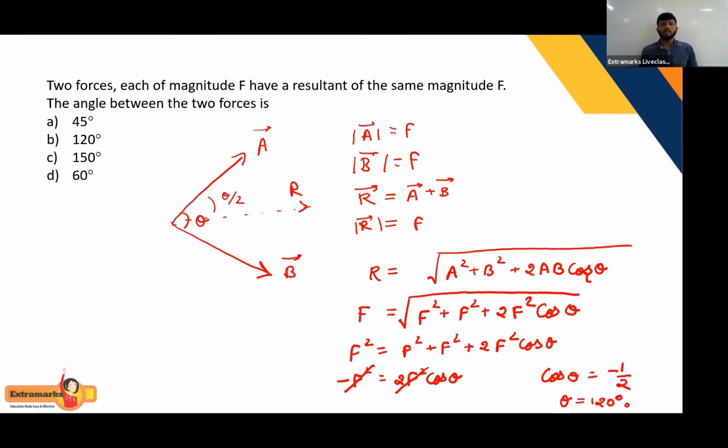Always remember, whenever two vectors have the same magnitude and they are at an angle of 120 degree, the resultant will be f only. So vector 10 plus vector 10, if they are at an angle of 120 degree, the answer will be 10 only. So you have to take great care while adding two vector quantities because a vector has direction and magnitude both. Now let's move on to the next problem.